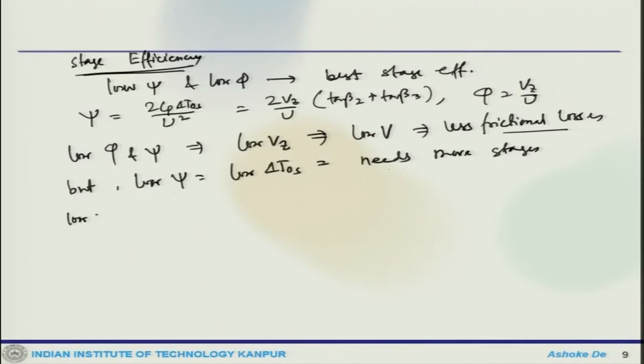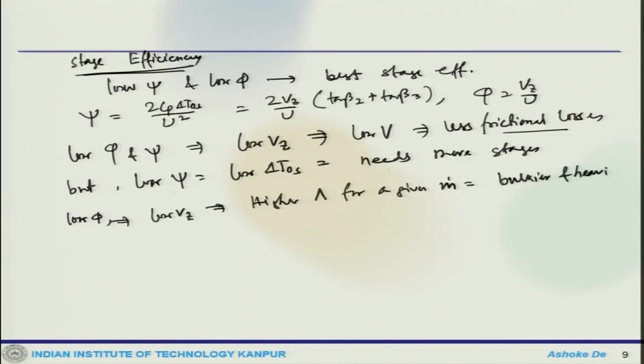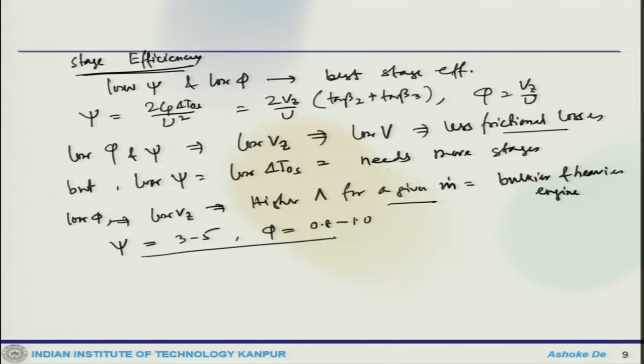Now, also low phi means low Vz, which means higher degrees of reaction for a given m dot, which means bulkier and heavier engine. Okay. So, optimum values for an aircraft engine mean a larger turbine annulus area. Typical value of psi goes between 3 to 5, while phi goes between 0.8 to 1, just to keep the frontal area of the aircraft engine and the weight on the lower side.